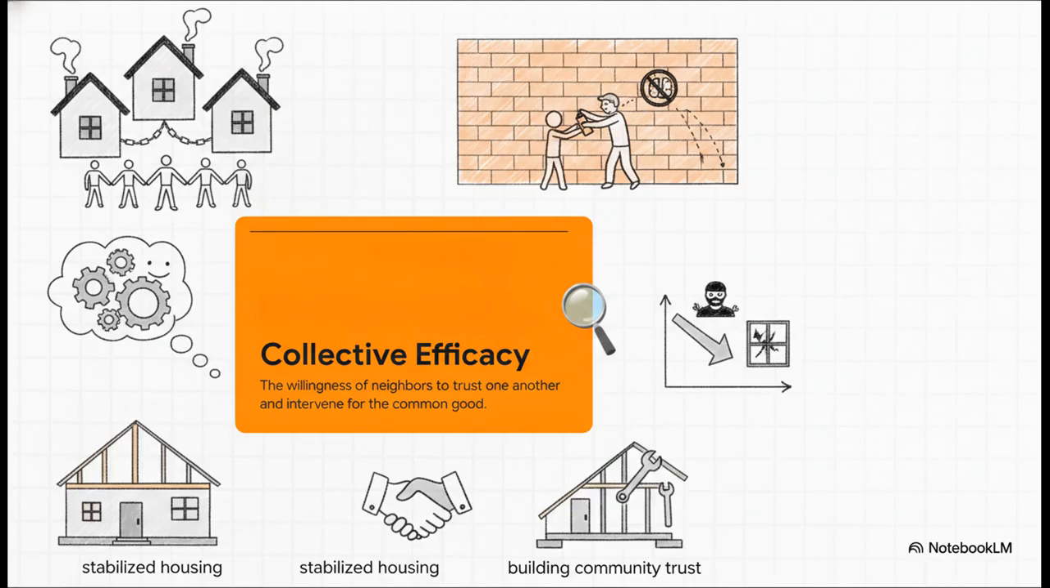See, when neighbors trust each other and are genuinely willing to intervene for the common good, like stopping a group of kids from vandalizing a local building, crime drops. So the absolutely crucial point here is that crime is a property of the place, not the inherent character of the people living there. And the policy implication of this is massive. If we want to reduce crime, we can't just try to fix people. We absolutely have to build community trust and stabilize housing.